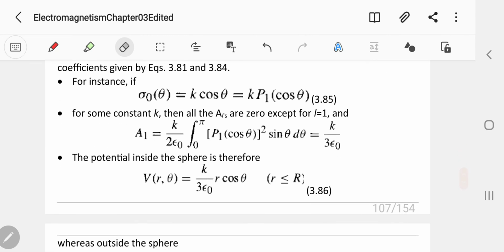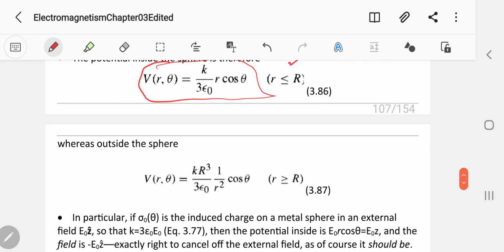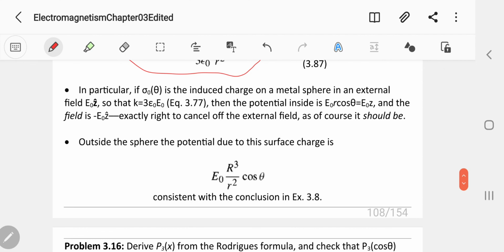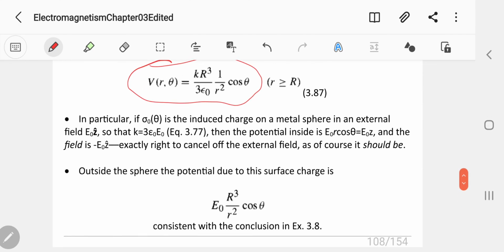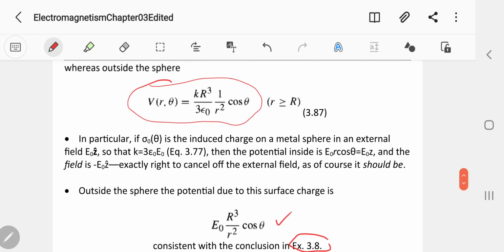So finally, for that charge distribution that we did, we can have this potential for the region inside the sphere, and outside the sphere we can also have this one. If we go back to 3.8, you can see that these are consistent with that. So that's what you have to do in the assessment.